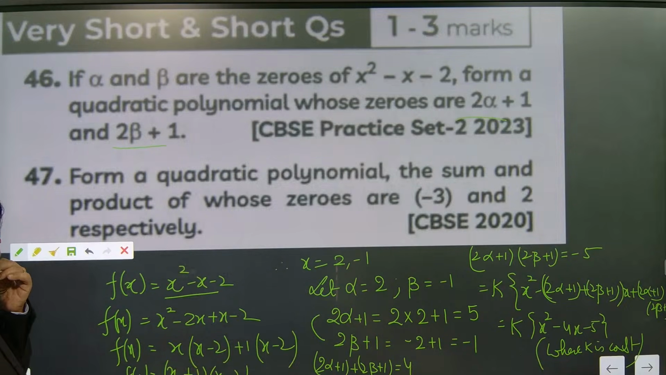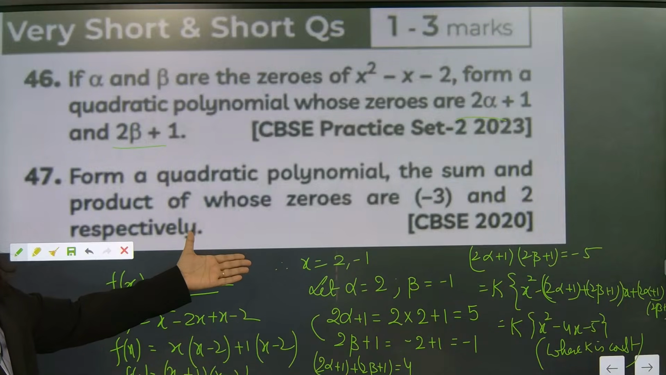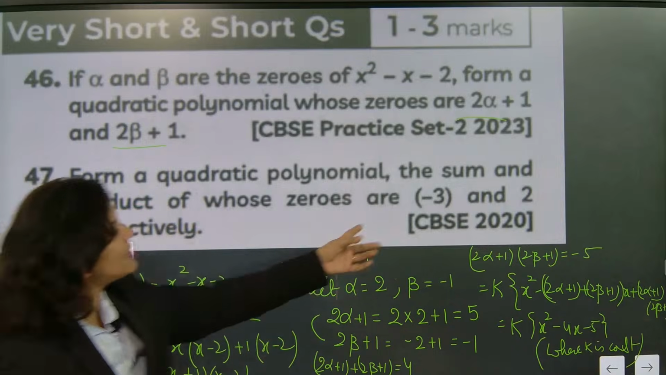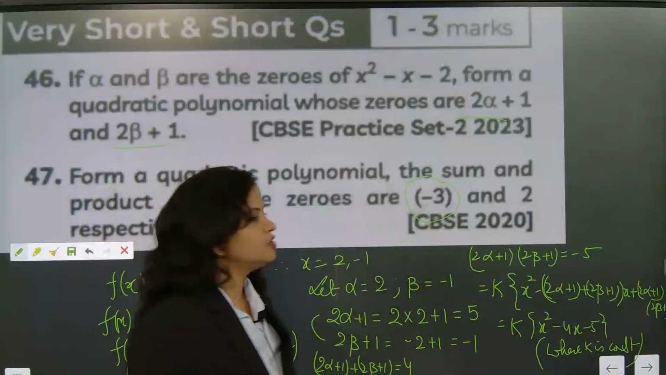So are we going to go for the next question? Form a quadratic polynomial, the sum and the product. Are we going to waste our time in this? Will you be able to solve this? Form a quadratic polynomial, the sum and product. Alpha plus beta is minus 3. Alpha into beta is 2.